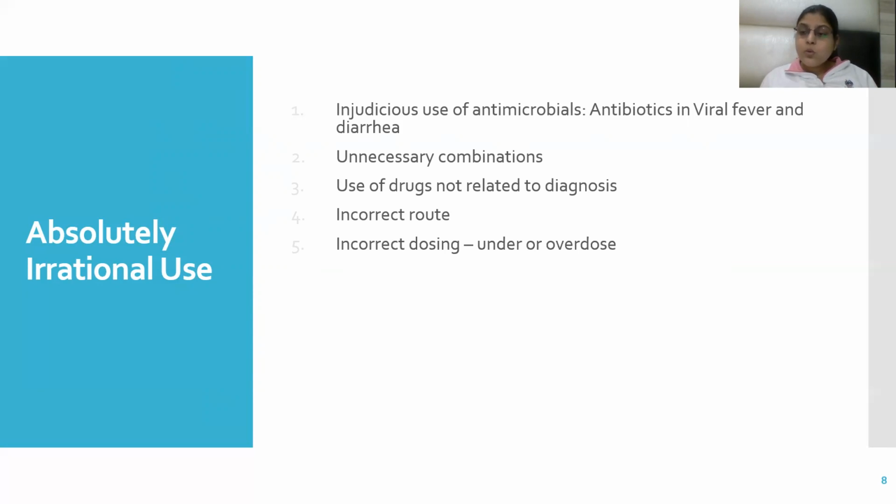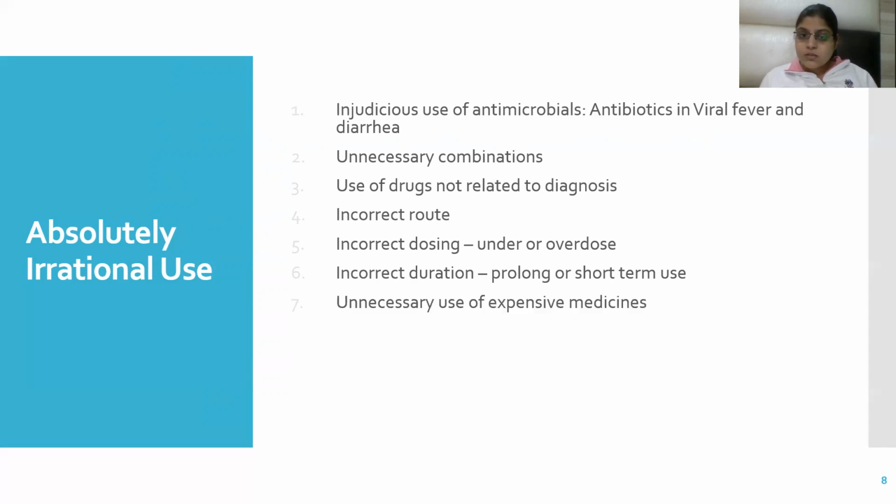Incorrect dosing means underdose and overdose. For example, in pediatrics there can be overdose of the drugs, or underdose. Incorrect dosing can also lead to irrational use. Incorrect duration: in tuberculosis, 6 months of therapy is needed, and if the patient stops taking the medicine before 6 months, that can worsen the disease. Prolonged or short term use: prolonged use of antibiotics for GI infections or sore throat can lead to antimicrobial resistance in the patients.